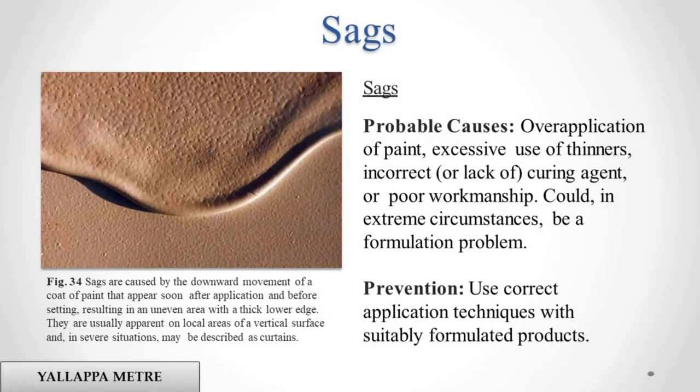Sags. Probable causes: over-application of paint, excessive use of thinners, incorrect, or lack of, curing agent, or poor workmanship. Could, in extreme circumstances, be a formulation problem. Prevention: use correct application techniques with suitably formulated products.